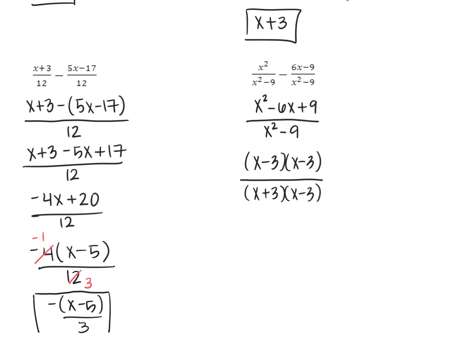There is one x minus 3 in the numerator and denominator that I can cancel. I can't cancel both of them because there are not two of them in the denominator, there's only one. So my final answer is going to be x minus 3 over x plus 3.